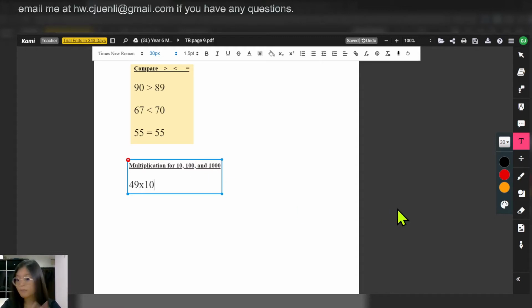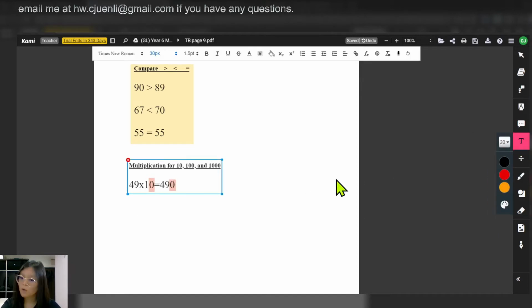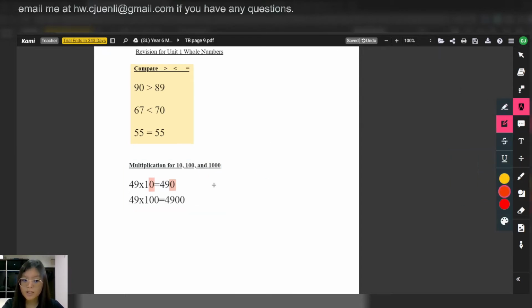So when you times 10, inside of the 10 there is a 1 and a 0. So when there is a 0, all we need to do is add that 0 into your answer itself, right? As you can see right over here, not much of a difference, right? Now, how about when there's 100? So 49 times 100, you get 4,900, because in 100 there are actually 2 zeros, as you can see over here.